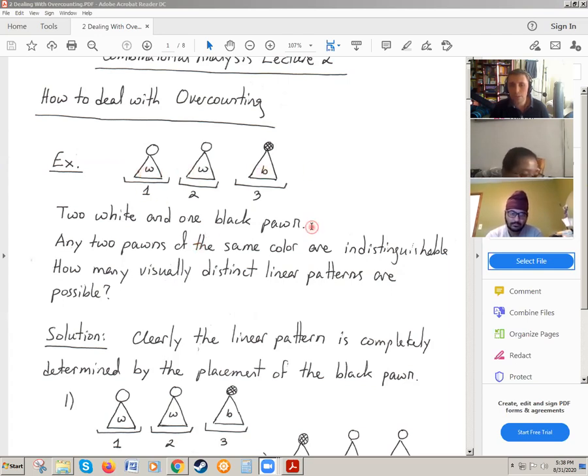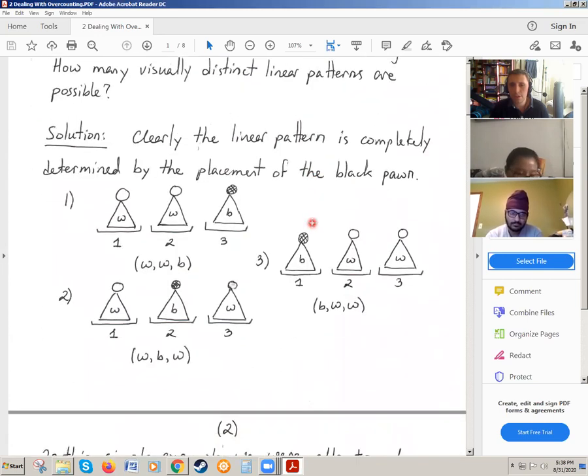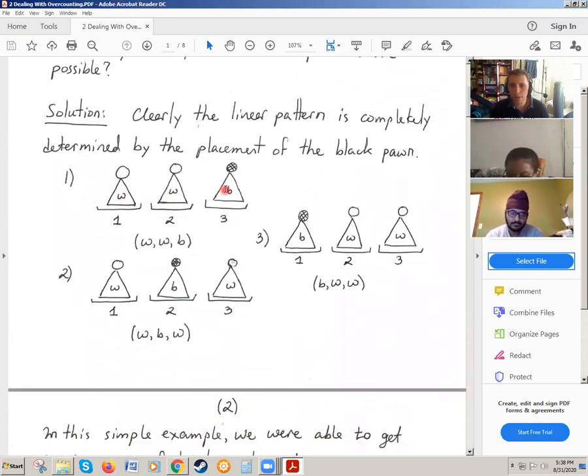Yes? Because there are very few cases, you can actually go through all the patterns systematically and see that the possibilities are exactly three: white, white, black, or white, black, white, so black is in the middle, or black is the first. So there are only three possibilities. But once the number of items becomes larger, doing it directly becomes very difficult.